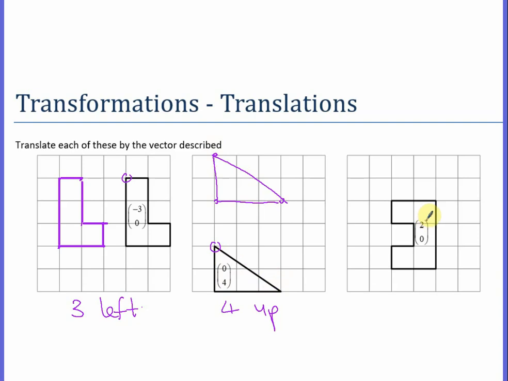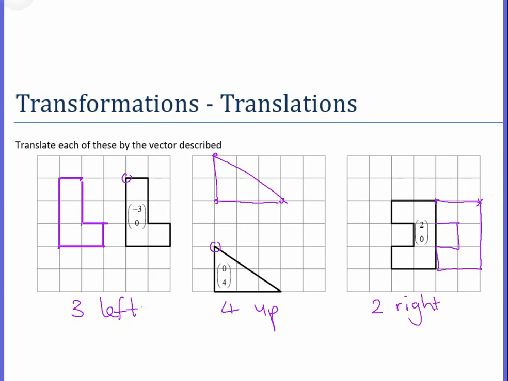Well, 2 in the left and right, it's a positive, so it means 2 right, and we've got 0 in the up or down, so it's not actually going anywhere up or down. So let's take this point and go 1, 2. So from here it went left 2, so it's still going to go left 2. Then it goes down 1. Then it goes, well, basically it looks like this. I'm pretty sure you can see that. Okay, so I've translated all of those black shapes to my purple ones.